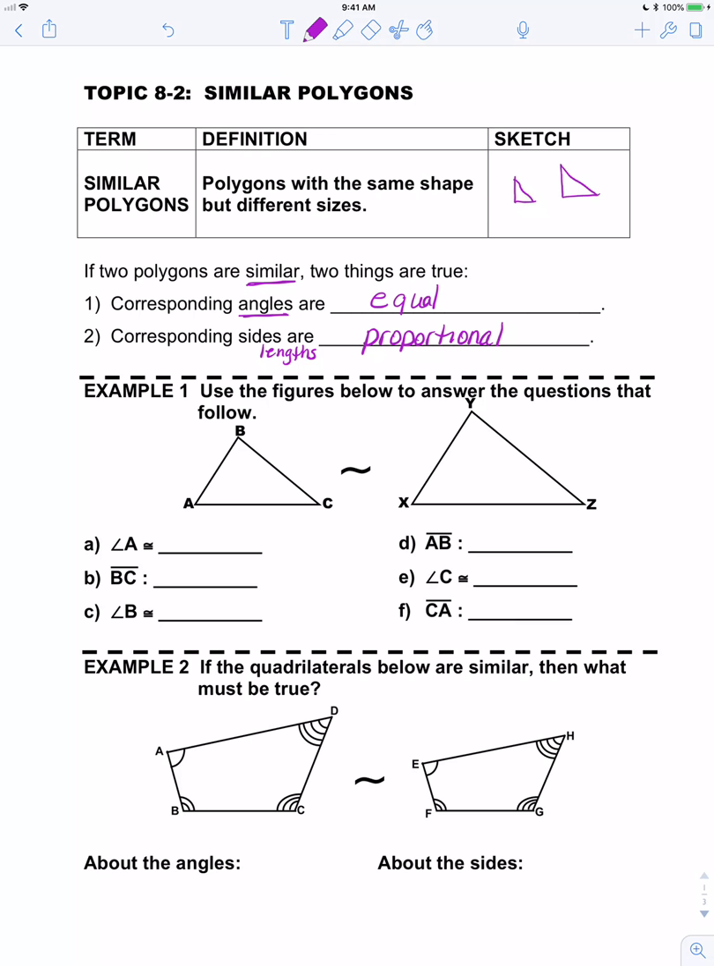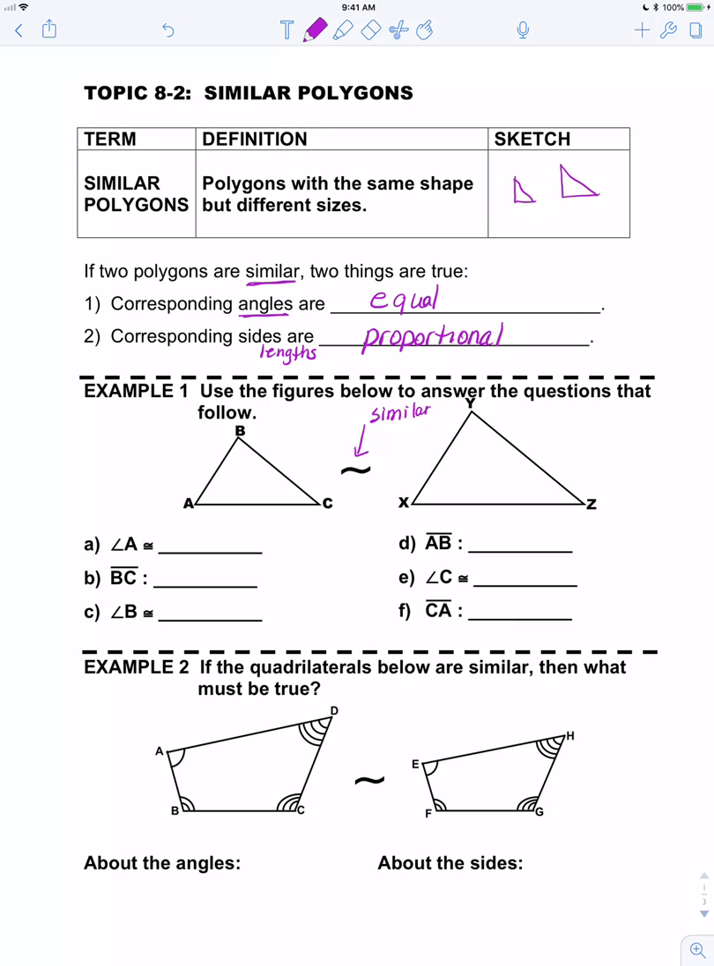Okay, so we're going to use the figures below to answer the questions that follow. So remember, this symbol is the one that we use to say two things are similar to each other. And I think we've talked in another video about something being congruent. Congruent also has that equal sign underneath it, which means they are the same shape and the same size, so everything about them is equal to each other. But these are just similar.